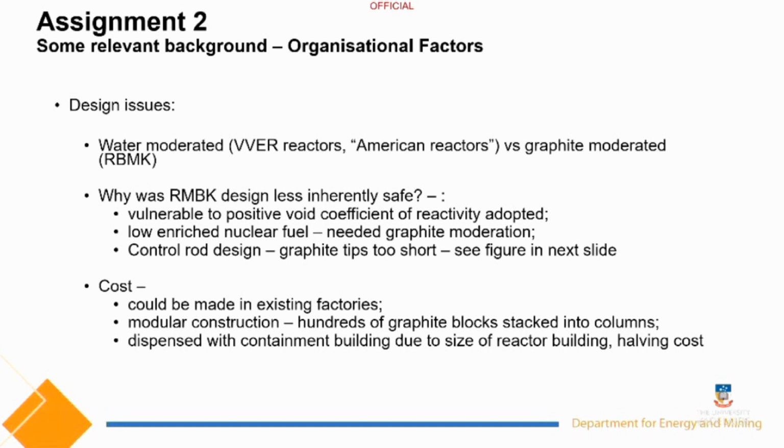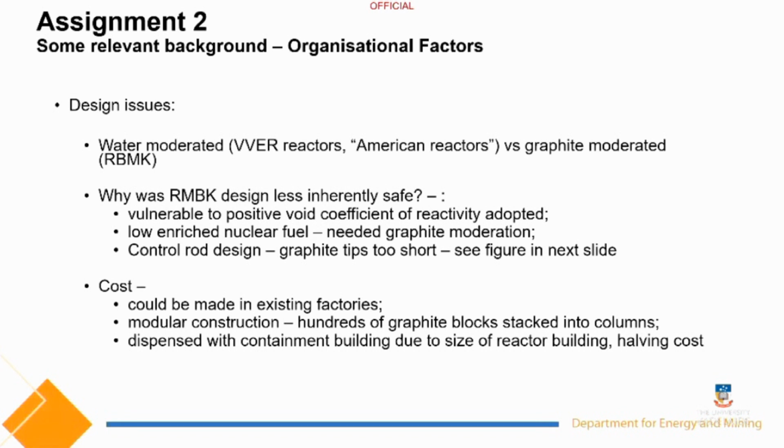Water-moderated reactors, known as the VVER reactors in Russia, were around. They were called American reactors because they used water as the moderator, compared to the graphite moderator reactor. Why was the RBMK reactor, which was less inherently safe, chosen? Why was it less inherently safe? As I explained, it was vulnerable to the phenomenon of positive void coefficient of reactivity.